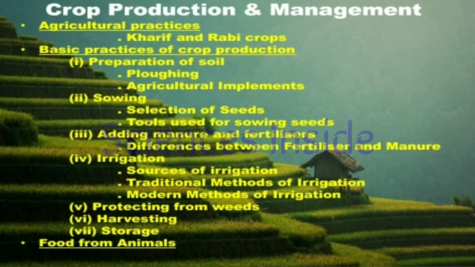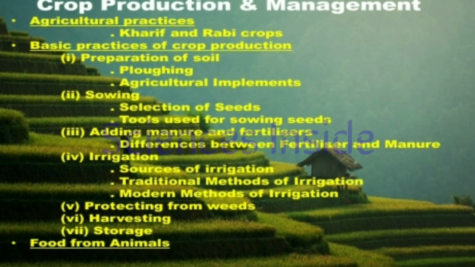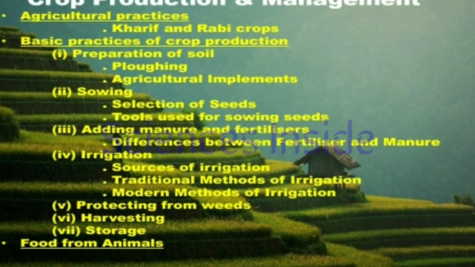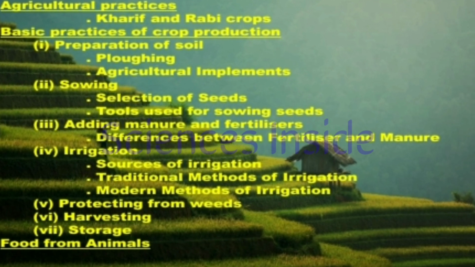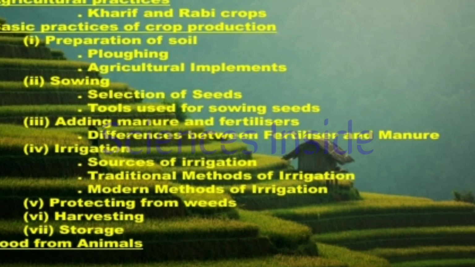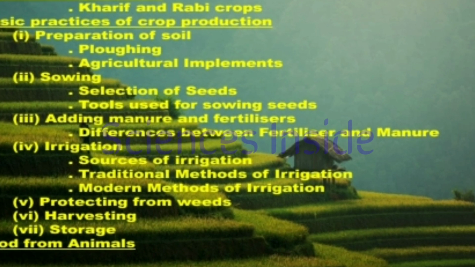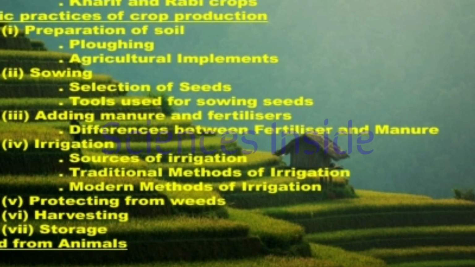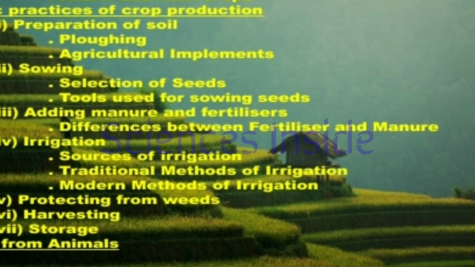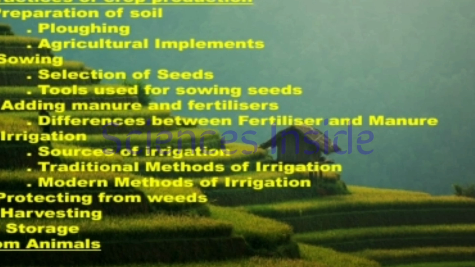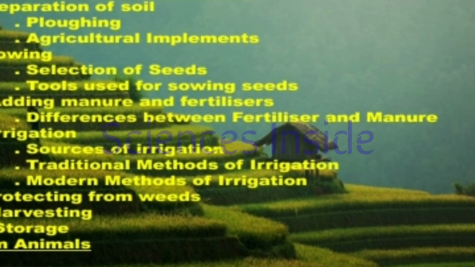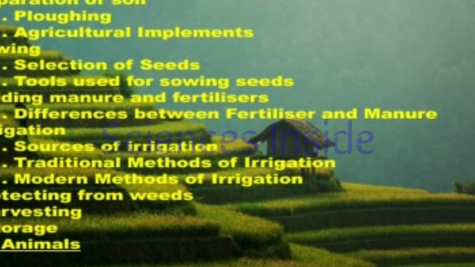So in chapter 1 you will learn about the following things. First is agricultural practices, in which you will study about Kharif and Rabi crops. The second one is basic practices of crop production, which include preparation of soil, sowing, adding manure and fertilizers, irrigation, protection of crops from weeds, harvesting and storage, and then food from animals that we'll cover afterwards.